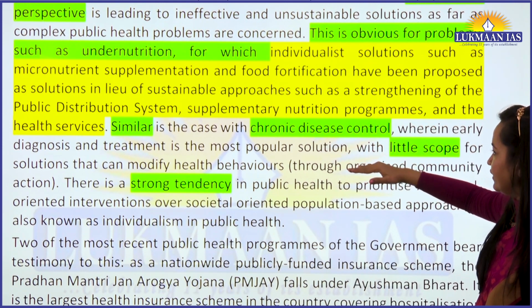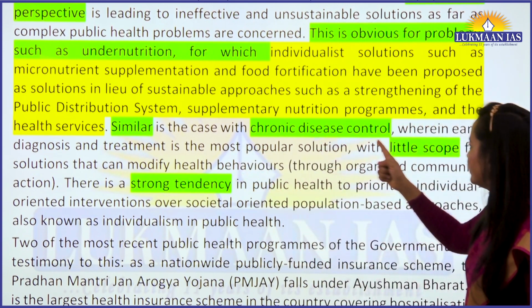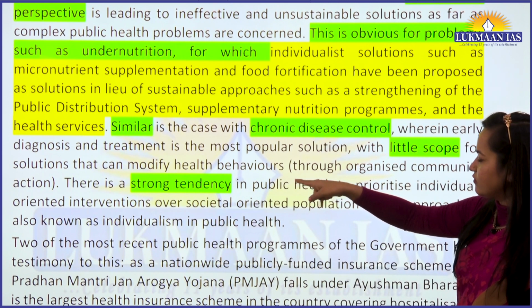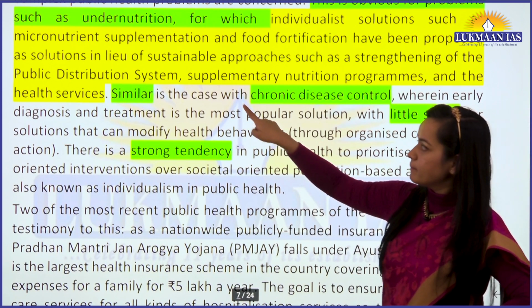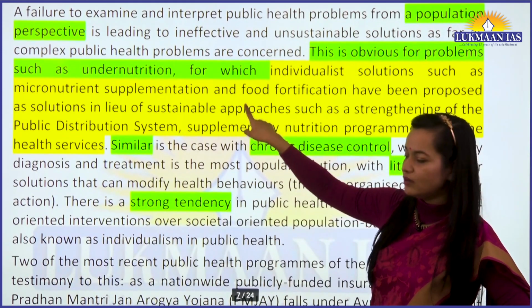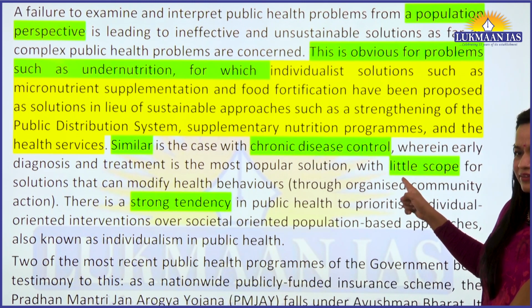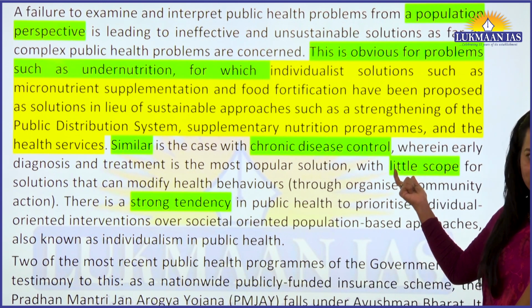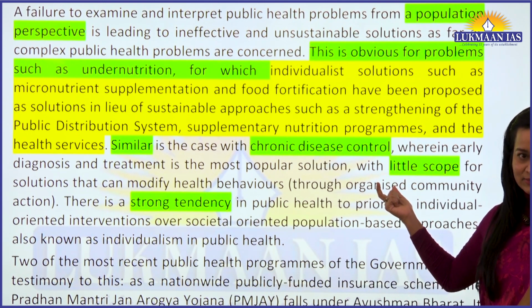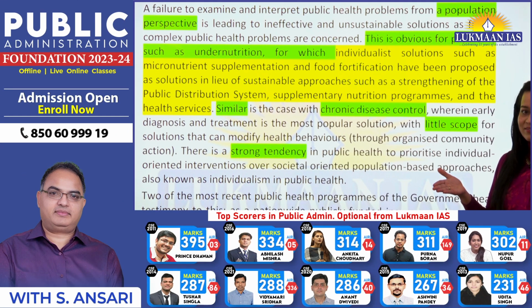Why are we talking about it? Plus, there is a parallel example, a similar context of chronic disease control, wherein early diagnosis and treatment is the most popular solution with little scope. So, what are we talking about here? And what is the meaning of the words little scope? Is there any scope? Even words like a little, the little, may be differentiators, may give us an indication. Little scope, almost no scope.